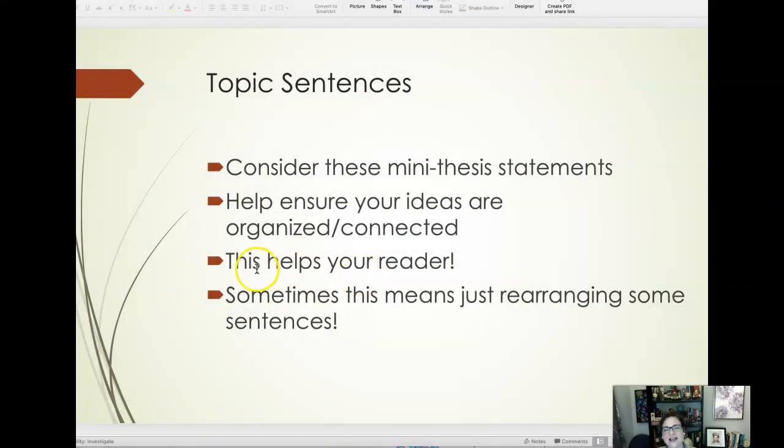Topic sentences help make sure you do that. Each topic sentence, if it relates back to the prompt, your food experiences, then you know you're moving in the right direction, okay? So just something to consider, those topic sentences. It really does help your reader. And sometimes it does mean just rearranging some sentences.